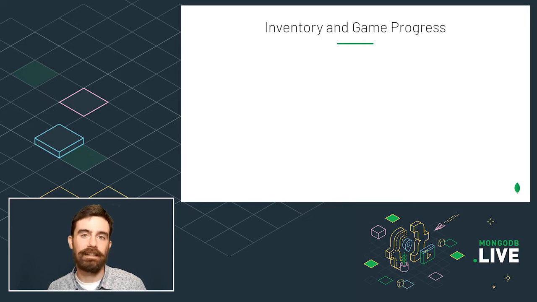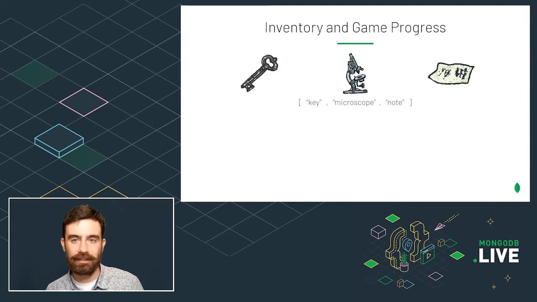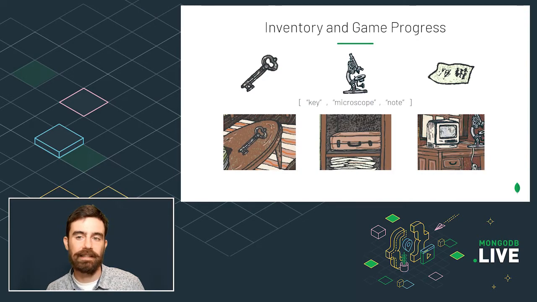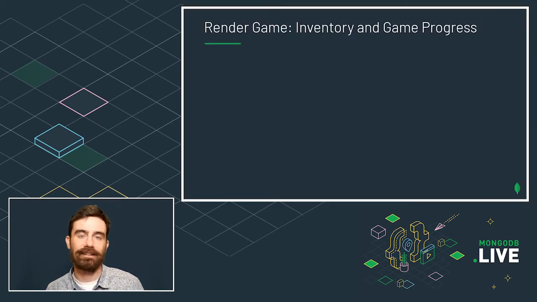So let's talk about inventory and game progress. We have items which are stored in an array, and we have potential events that can happen, and we're using Booleans to keep track of whether or not those events happened. So how could we render this? Say we have our living room, we pass in our player object, or the state of the player.